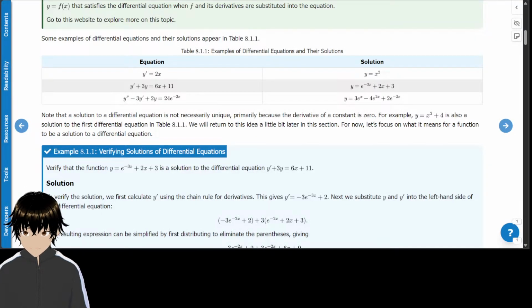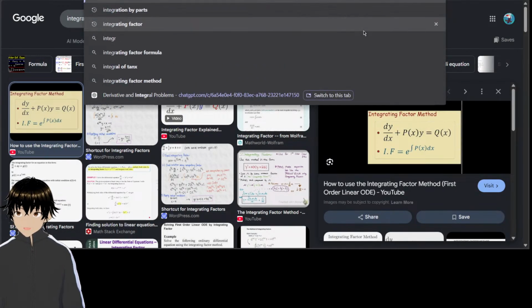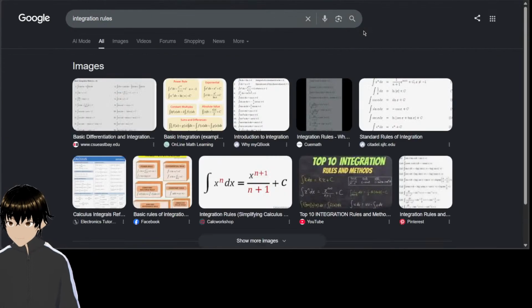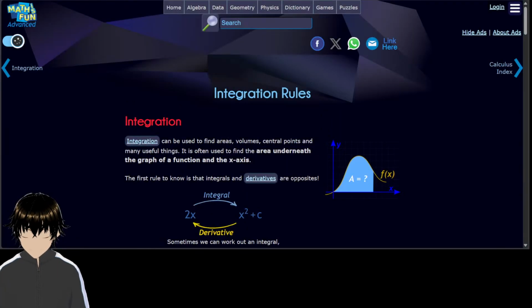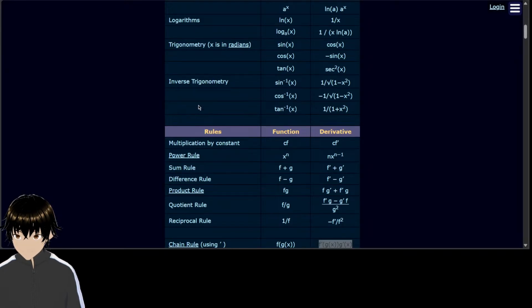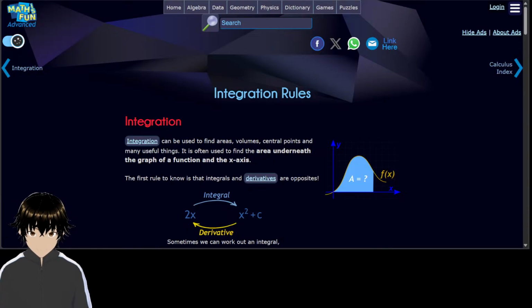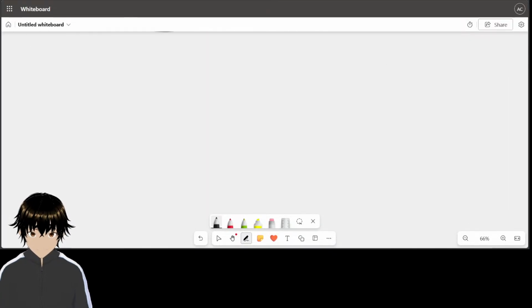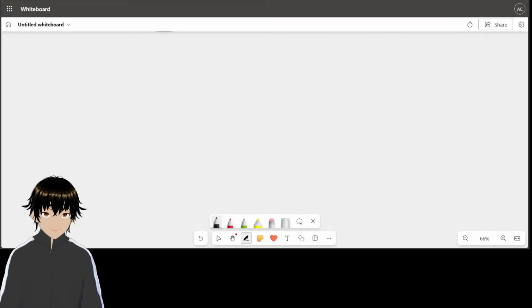Let me just try it. Let's try it again. Integration rule. Okay. I'll actually bookmark this. Okay. So let's solve a little bit of derivatives.